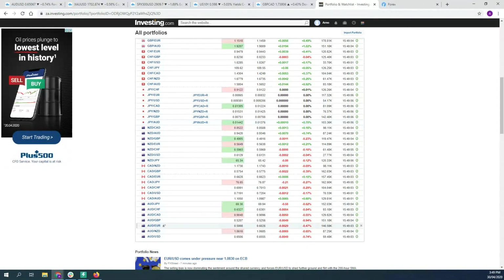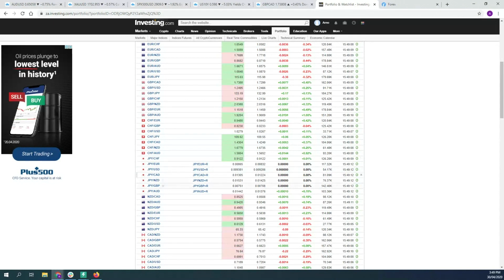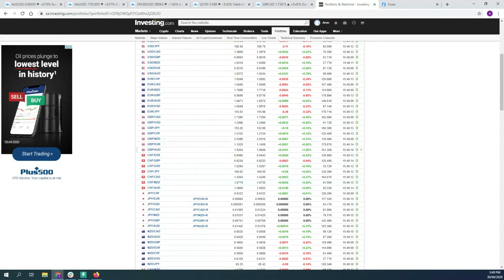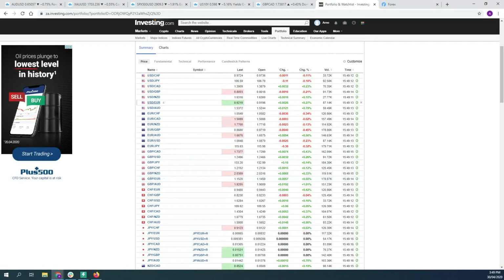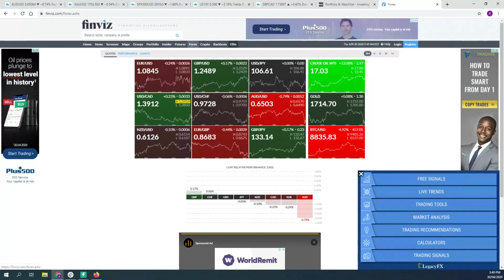And you can see a similar view there: Aussie, CAD, Kiwi weakness. Sometimes there's a little bit of a lag in the yen data. I'm not sure why that is. Also seeing strength in the Swiss and the pound, as well as the dollar, just like we saw on the Zenith one. Then you can also use finviz.com. If you go to their Forex section, they have a one-day relative performance measure that you can use.